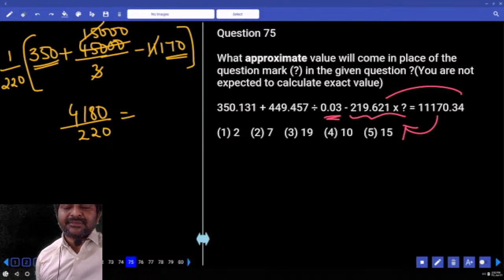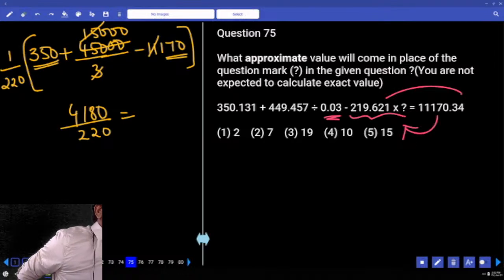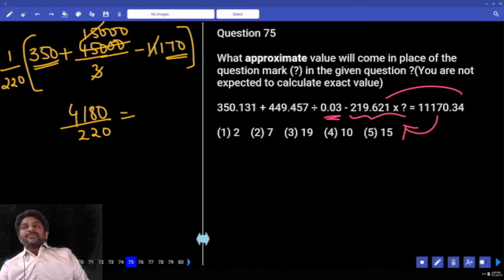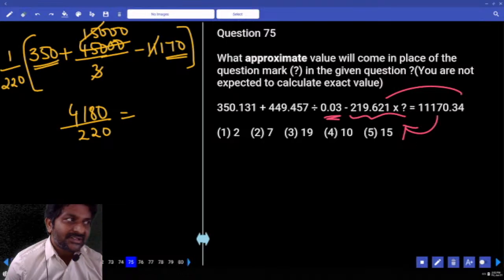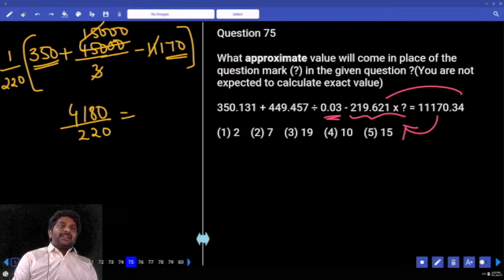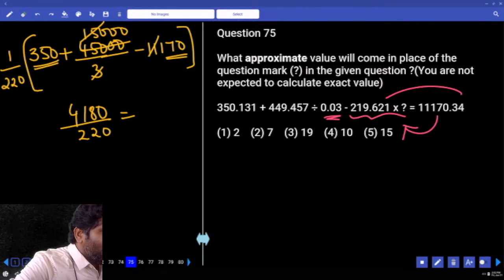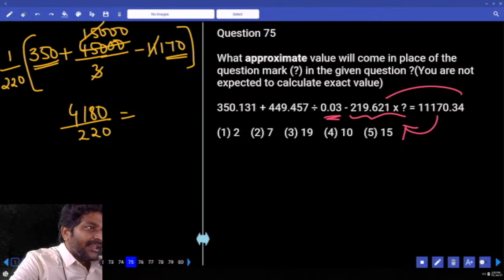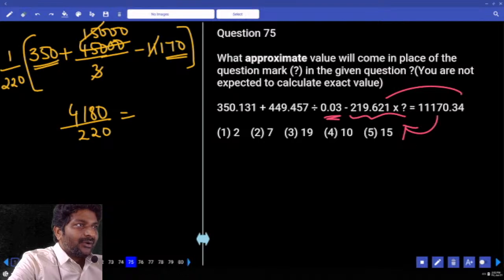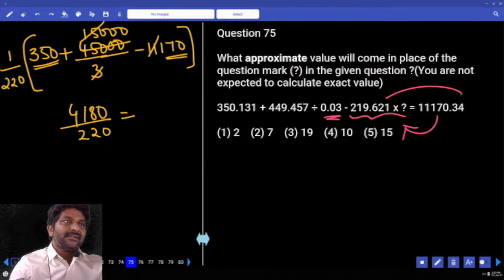What is 10 times of the denominator? 2,000. 20 times, 4,000. Is your numerator more than that or less than that? But close to that only, right? So the answer must be near about 20 times, but less than that. Go to the options. 19.